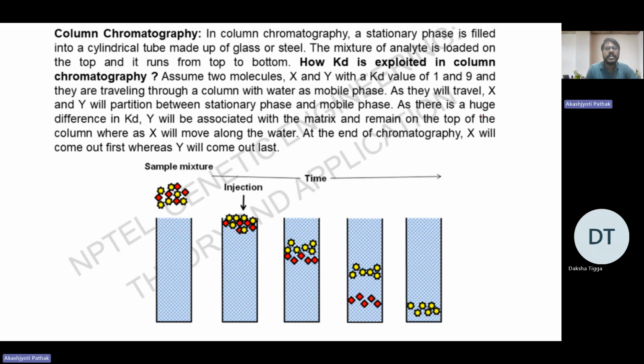So the stationary phase is filled into a cylindrical tube. That is what I was explaining. So you have a column. This column is basically a cylindrical tube, and you can see in this figure that this cylindrical tube is filled with a resin or matrix. It has a particular matrix.